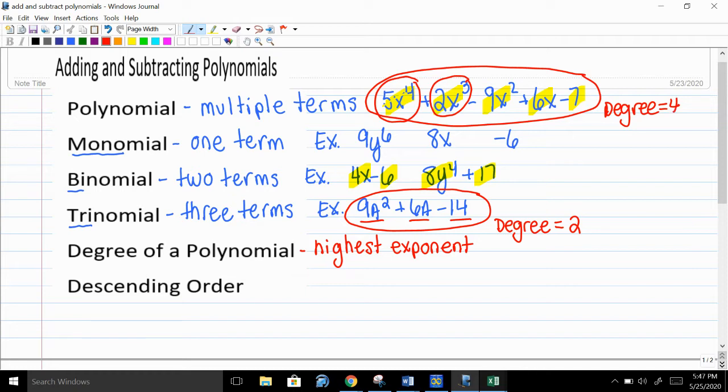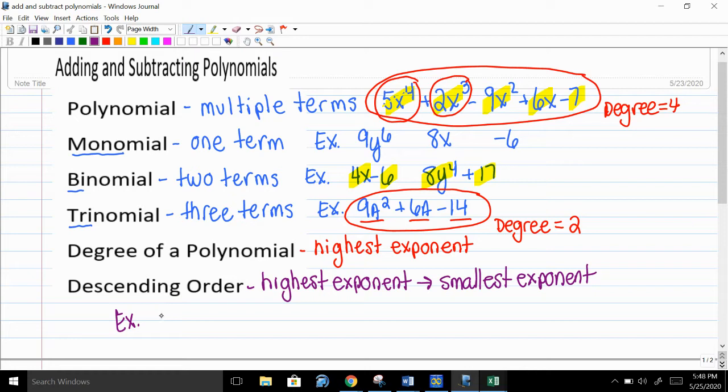So the biggest exponent is the degree. Last thing, the last definition before we get at some examples: descending order. Descending order, okay, is when you arrange the polynomial from highest exponent down to the smallest exponent. You'll really see this when we start doing problems. Descending order is kind of like having a fraction that's unreduced. You want to reduce it. You always want to reduce your fractions. When we do these problems, we always want our answers to be in descending order.